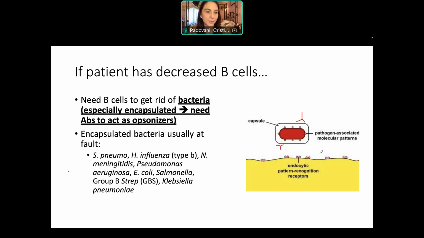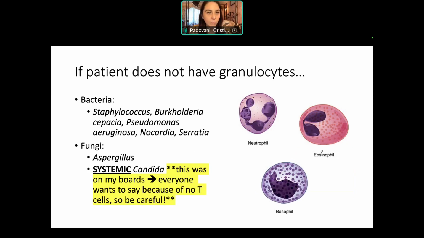Okay, so the encapsulated bacteria that are usually at fault are going to be your strep pneumo, your H flu, specifically type B, Neisseria meningitidis, Pseudomonas aeruginosa, E. coli, Salmonella, Group B strep, so Strep agalactiae, and then Klebsiella pneumonia. These are going to be your encapsulated bacteria that will thrive if you don't have B cells to make antibodies to act as opsonins.